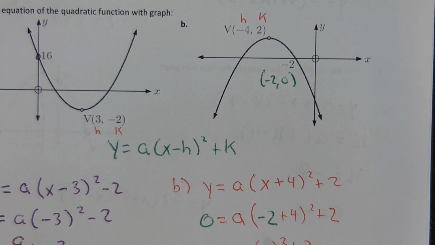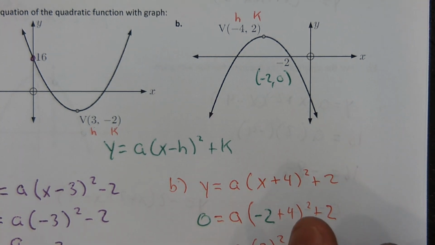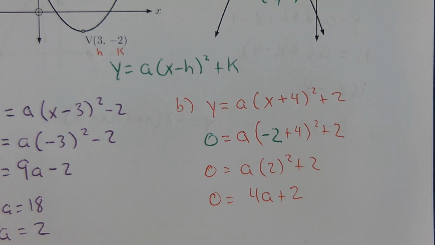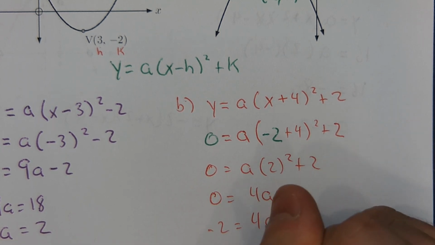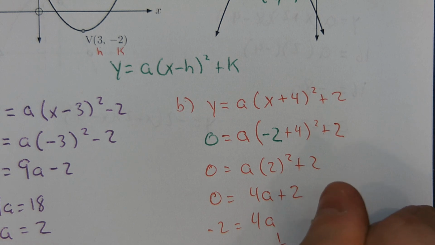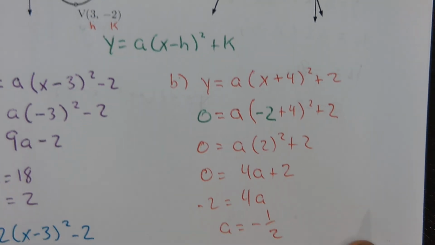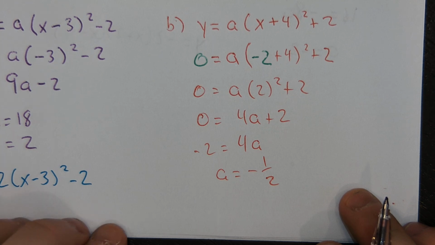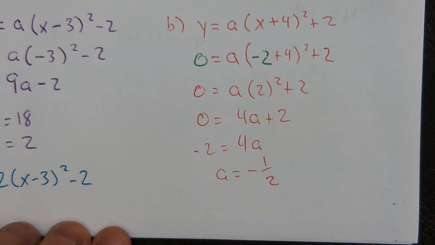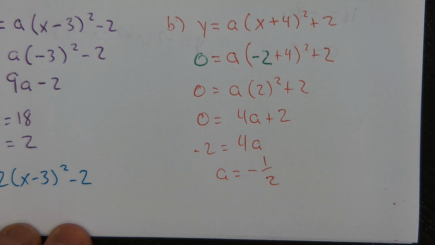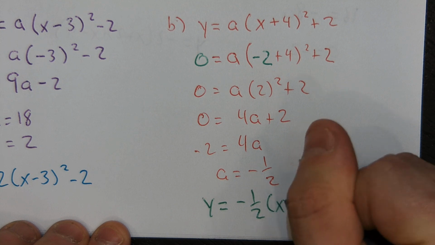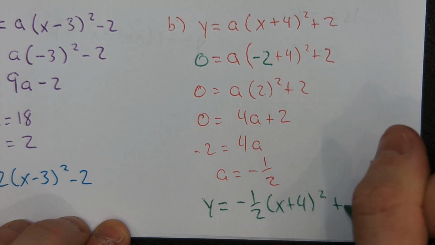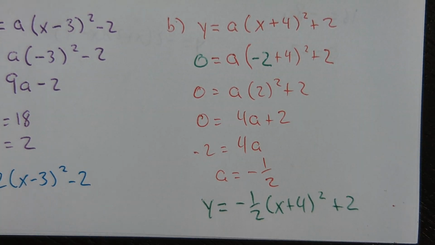Excuse me, 0 equals 4a plus 2. We're going to subtract 2 and divide by 4 to get a equals -1/2. Again, all that's left to do, take that number, throw it right there, and we're finished. And let's switch colors. Let's go back to green. Y equals -1/2 times (x + 4) quantity squared plus 2. And that one is in the books, folks.